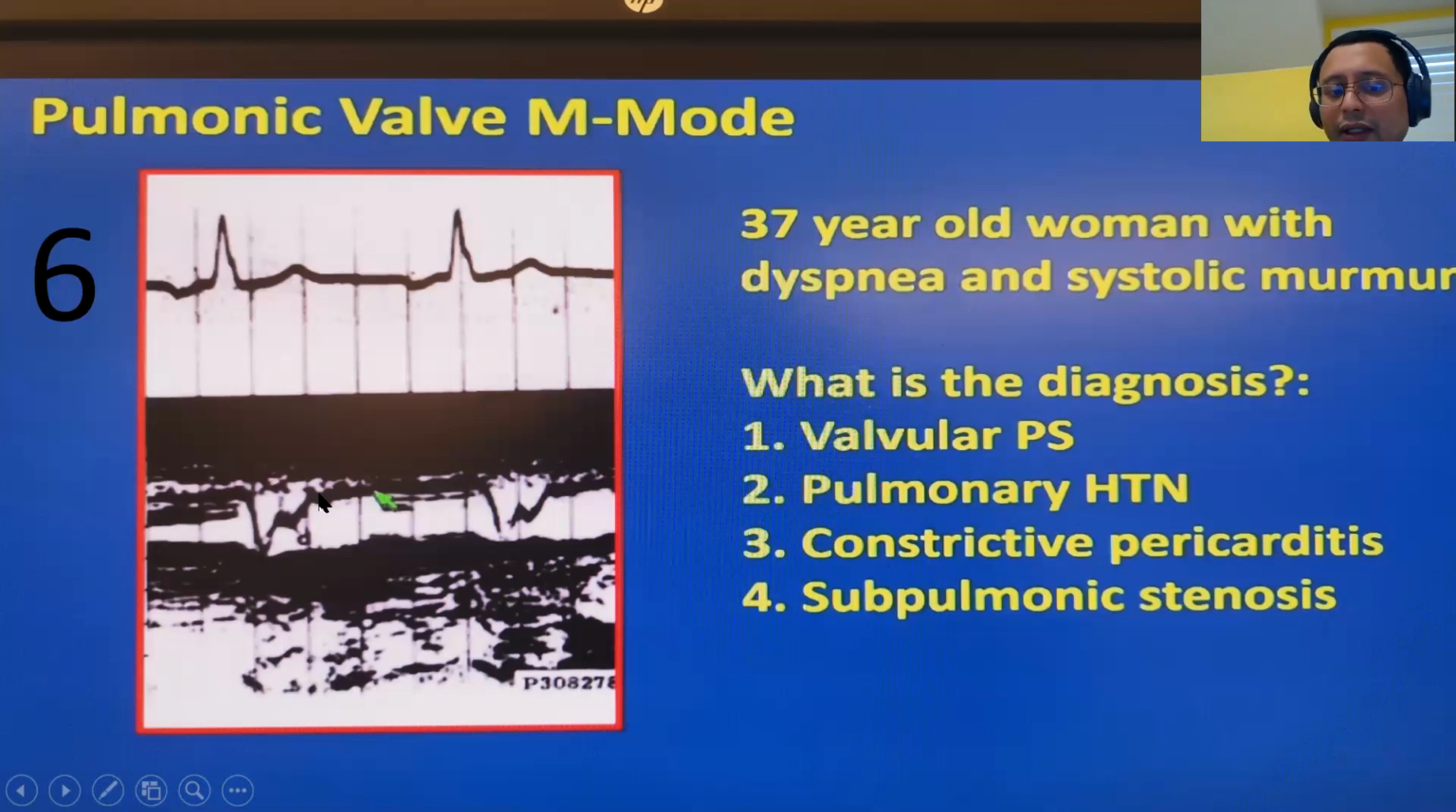So what is happening? You have an M mode across the pulmonary valve, not the mitral valve, in a patient with a systolic murmur. And you see this. What is that? If you remember my slides before, this is the flying W sign of pulmonary hypertension. So this is pulmonary hypertension. You should have got that.